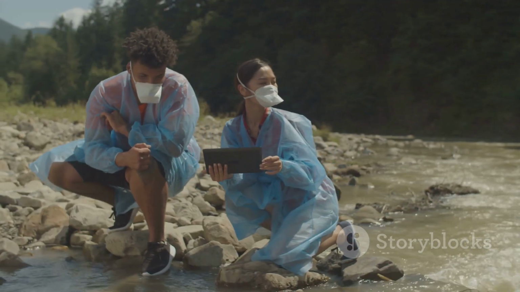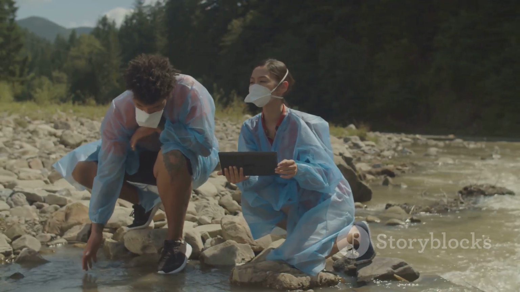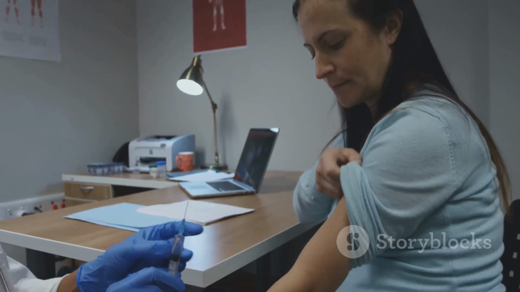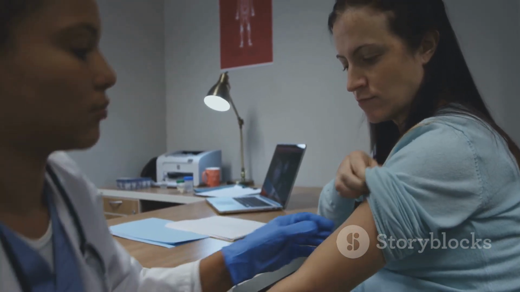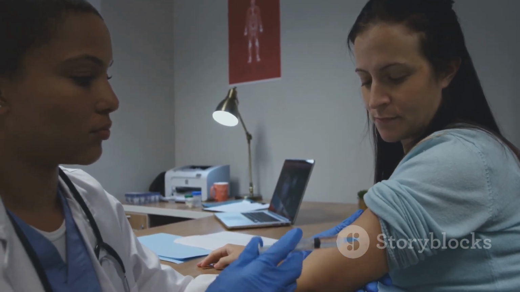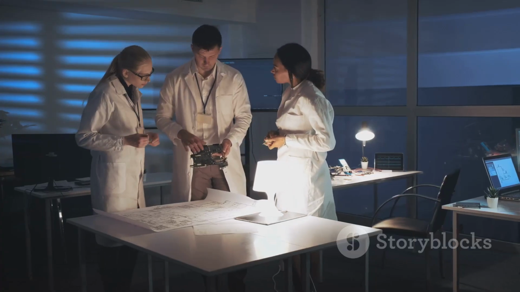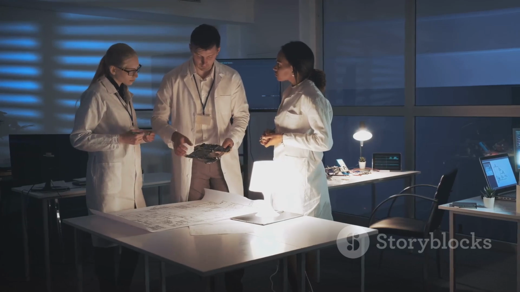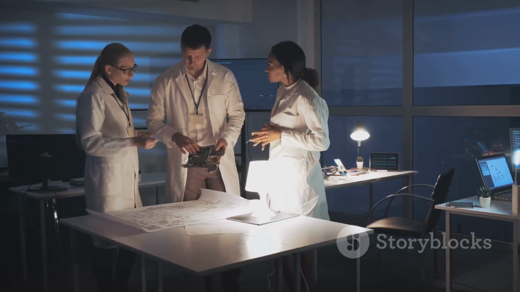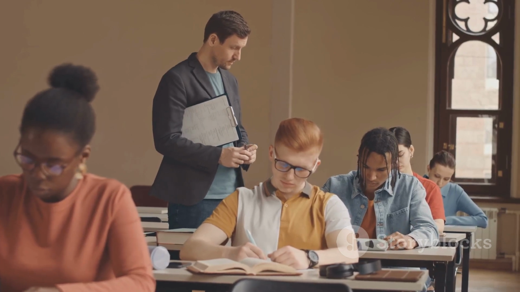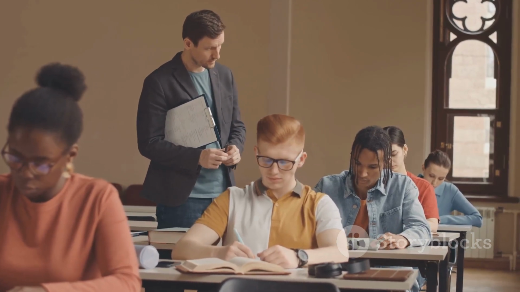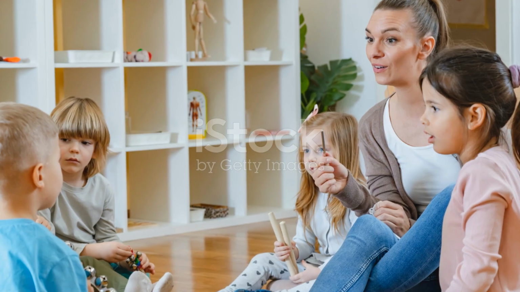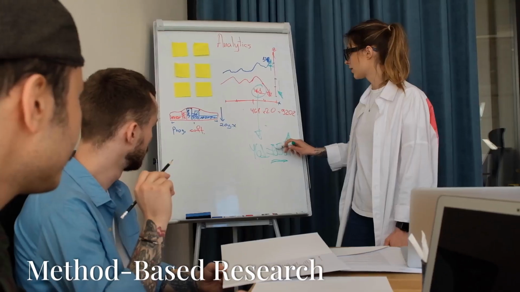Next, applied research. Applied research, on the other hand, aims to solve specific, practical problems. For instance, testing a new vaccine to combat a disease falls under applied research. It uses the knowledge from basic research to create tangible solutions. And finally, action research. Action research is conducted to bring immediate improvements in specific practices, often in fields like education or management. A teacher testing new teaching methods to improve classroom learning is doing action research.